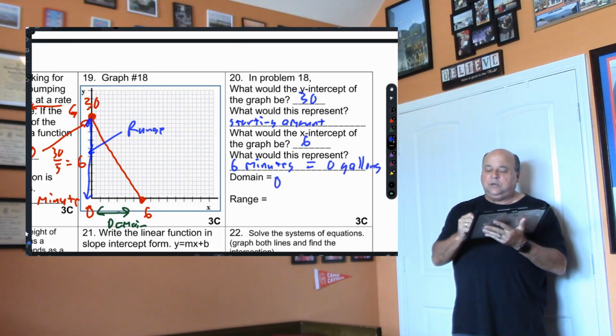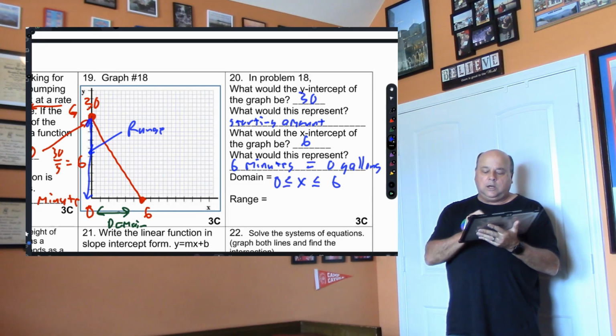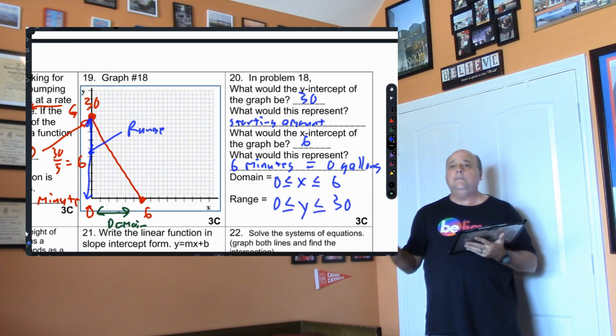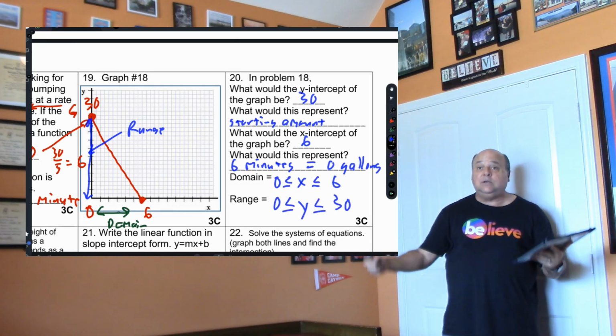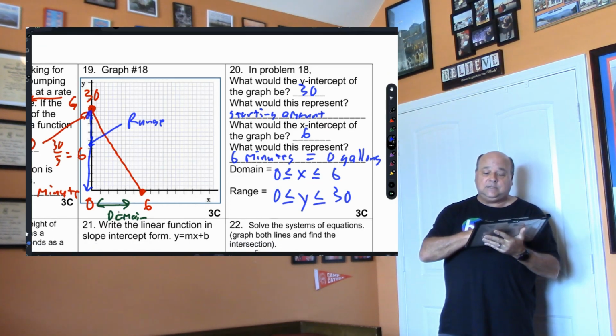The domain goes from 0 to 6. You put an x in the middle, and you use less than or equals. Same thing for the range. The range goes from 0 to 30. You put a y in the middle, and you use less than or equals, okay? So the range has to be more than 0, less than 30. The domain has to be more than 0, but less than 6.